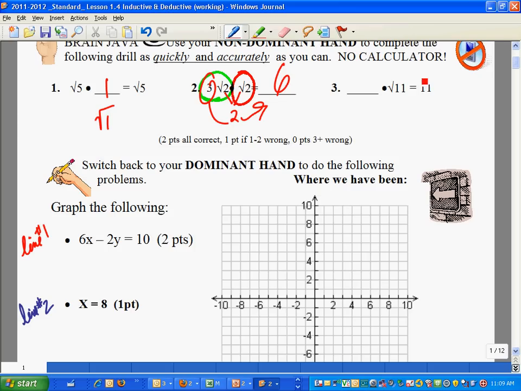Any radical times itself is just the number on the inside, so root 11 times root 11 is 11. Those are the only three correct answers. If they got them all right, plus two. One or two wrong, plus one. All three wrong, plus zero.